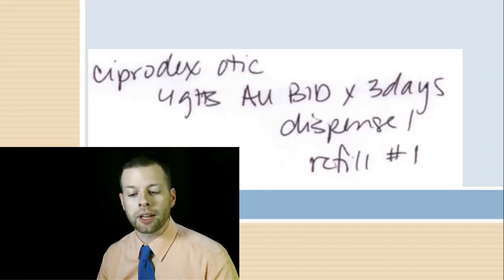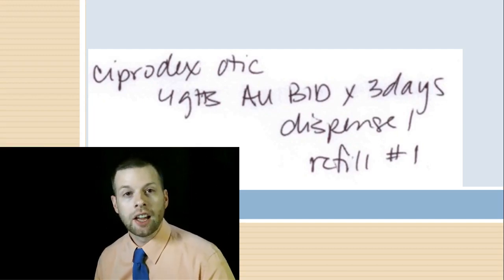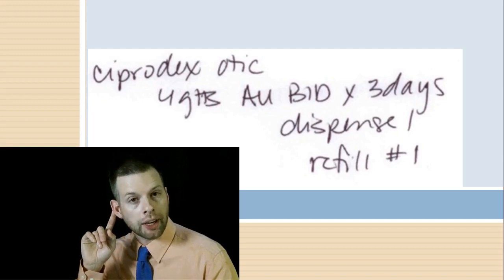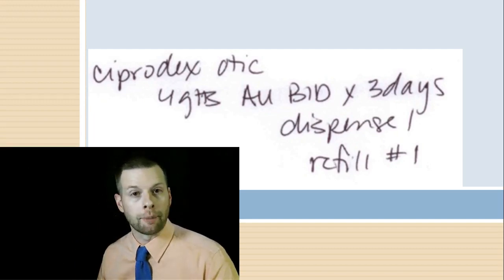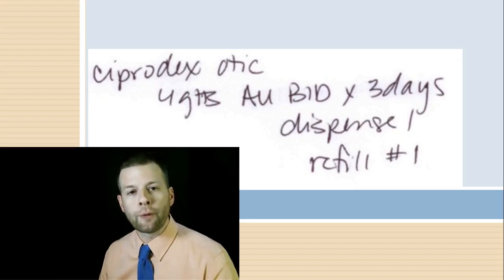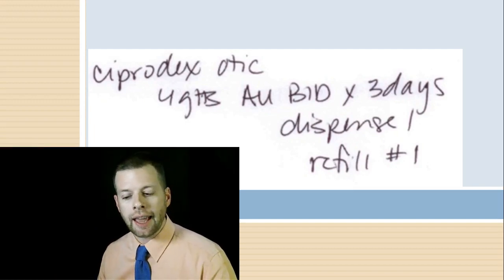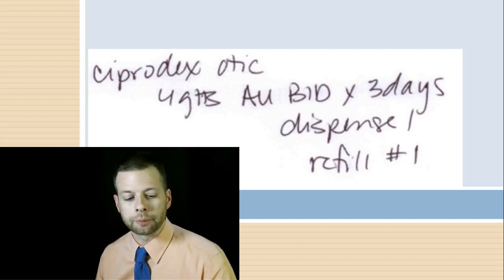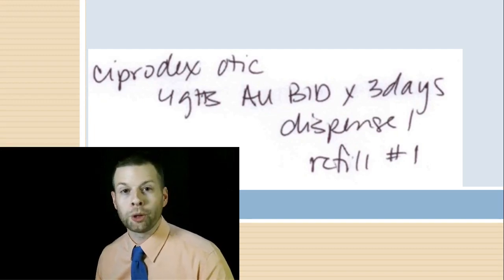Okay, so Ciprodex Otic. Ciprodex Otic. Otic means eardrops. So when you hear otic, you're going to think eardrops. Ophthalmic eye, otic ear. Otic eardrops. So it says 4 GTTS AU BID for 3 days. Okay, we're going to dispense 1 and they get 1 refill. The point here is it says 4 GTTS.